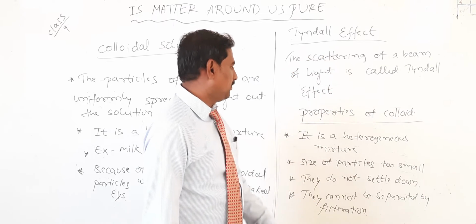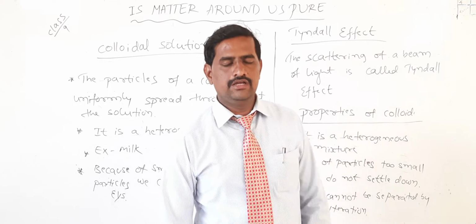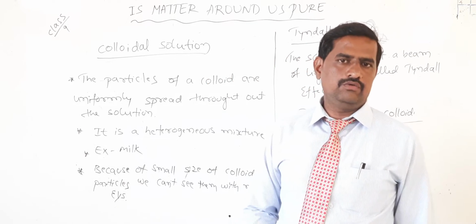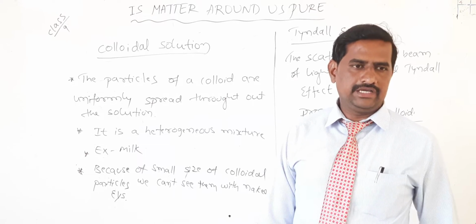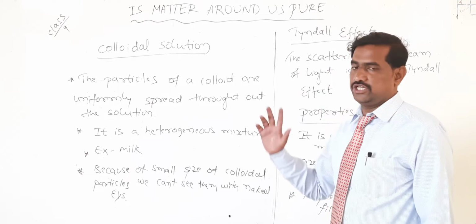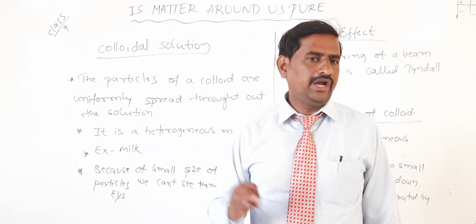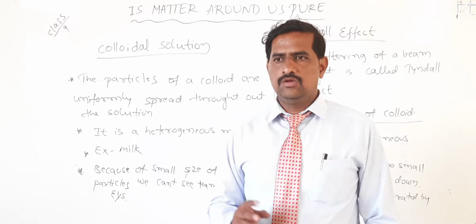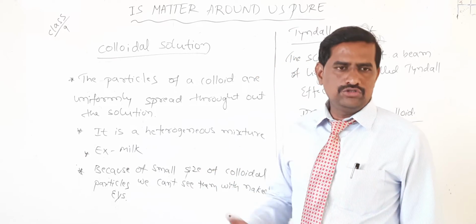The next, what are the properties of colloids? The question is: what are the properties of a solution, of a suspension, and of colloidal particles? All are mixtures. Solution is a mixture, suspension is a mixture, and colloidal particles are also mixtures. But there are two types of mixtures: homogeneous mixture and heterogeneous mixture.